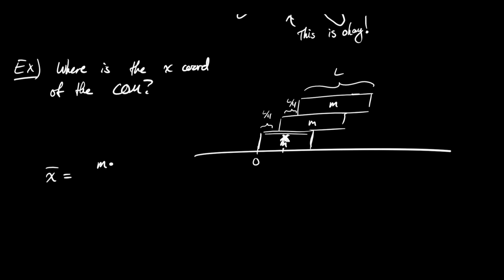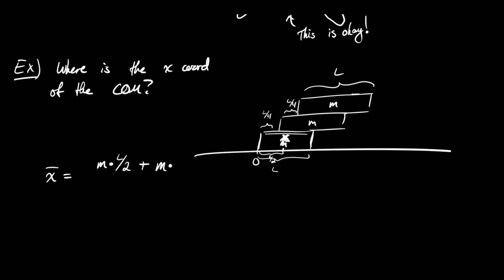Well, the brick is length L in total, and this is halfway through the brick. So this distance should be L over 2, right? Half of the length of the brick. So the first guy is going to be located at x equals L over 2. Okay, what about the second guy? He still has mass m, and now we need to multiply by his x-coordinate.